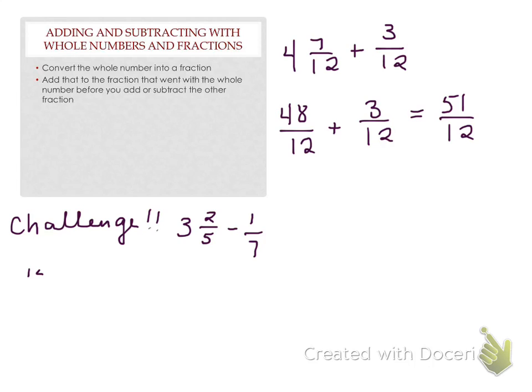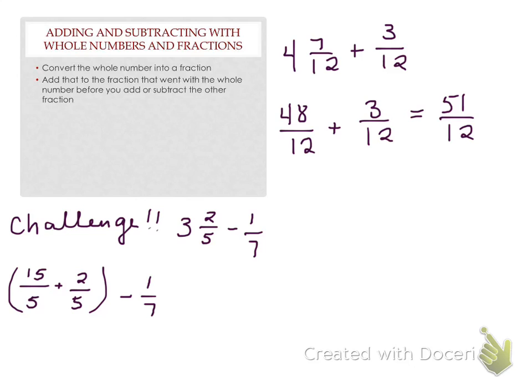Okay, here's a little bit of challenge. Let's see if I got this one right. So our first step is we want to convert the 3 into a fraction. So 3 times 5 is 15, so that's how we get 15 over 5 because we want that base of 5 since that's what the fraction has. Now, we add 2 because that's the fraction that it goes with. This time I did not forget that step.